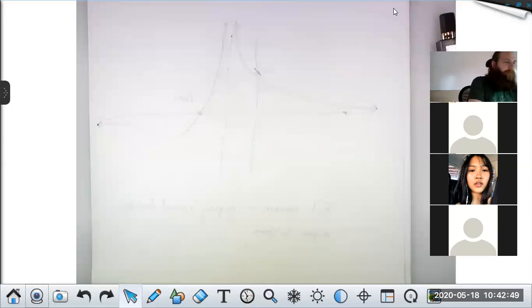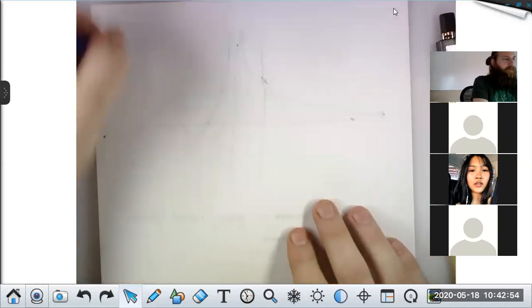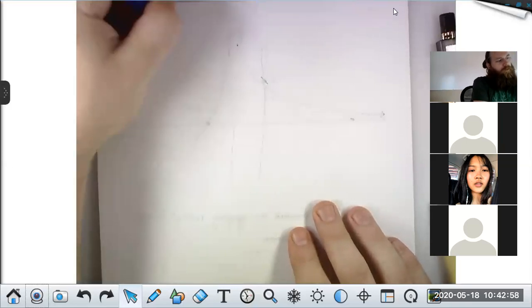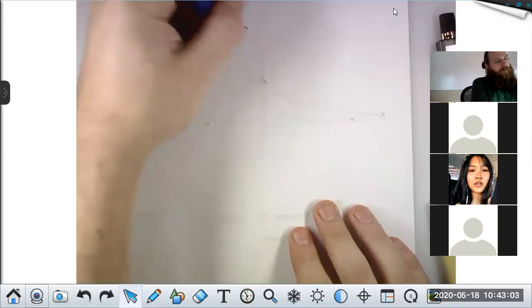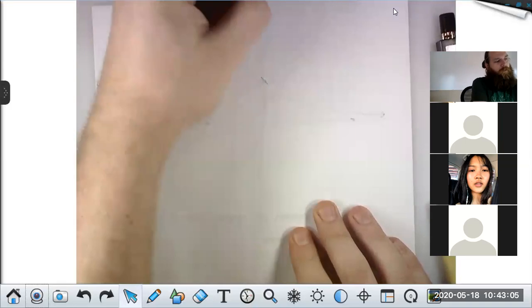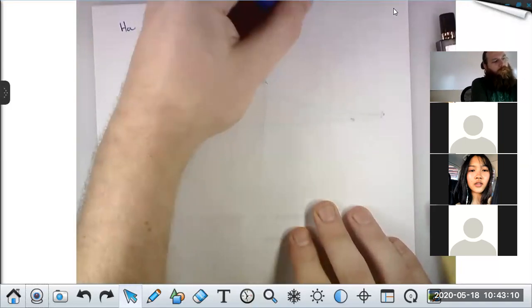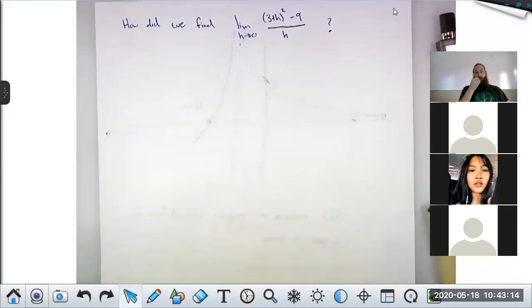So let's look at, maybe I should say first, recall. How did we calculate the limit as h goes to 0 of (3 plus h) squared minus 9 over h? You guys remember this problem from last Friday? It was the last one we did. How did we find this limit? What was the trick?